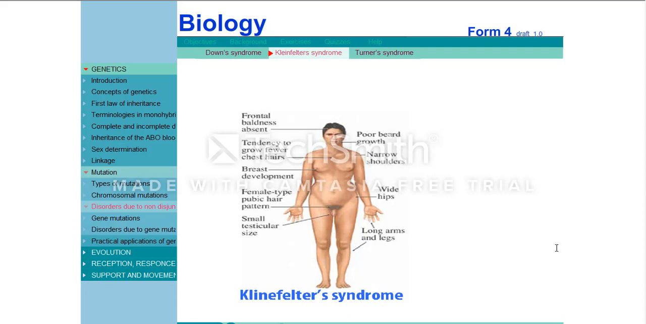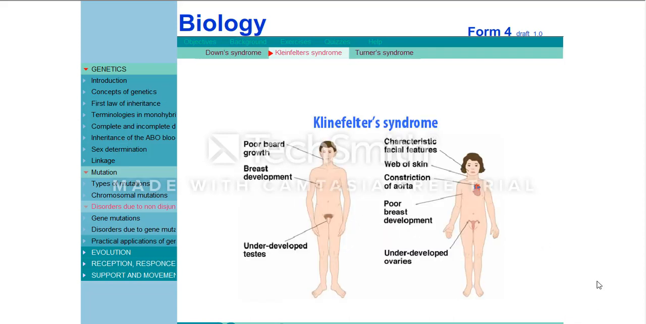Symptoms of Klinefelter's syndrome in females include underdeveloped ovaries, characteristic facial features, constriction of the aorta, web of skin on the neck, and poor breast development. The photograph shows a person with Klinefelter's syndrome.